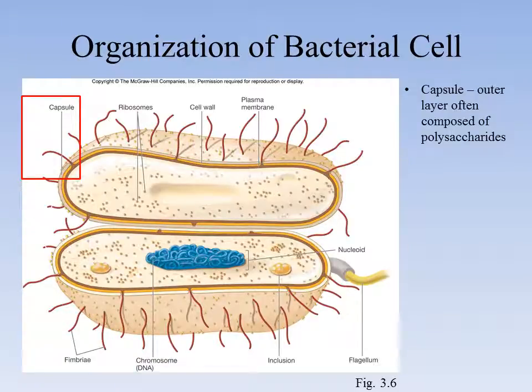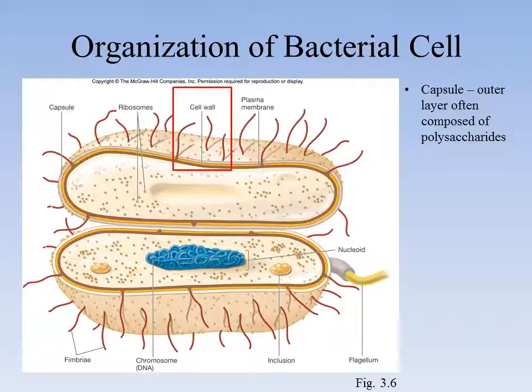A lot of organisms, particularly those that are pathogenic, will have what's known as a capsule. This is a layer outside the bacterial cell wall and plasma membrane that is often composed of polysaccharides. So you can see it's the outermost layer. It's really sticky and can often allow a cell to attach to certain surfaces, or it can help the cell evade the immune system because it's such a sticky layer. It's difficult for the immune system to actually grab hold of.